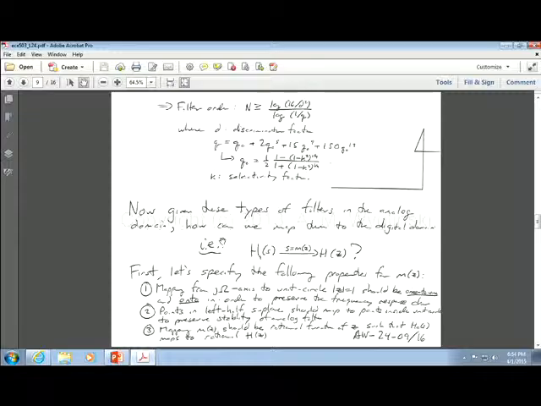So what we want is some sort of mapping function. We want to take H_A(s), the analog Laplace transform of our system function for that filter, and map it to H(z), which we know is discrete. It's a z-transform, a system function. So we need to determine how to do that mapping.